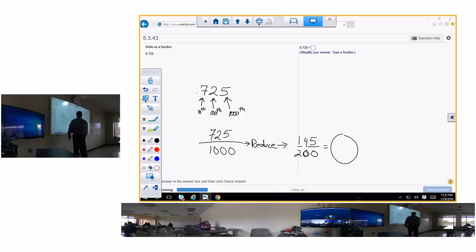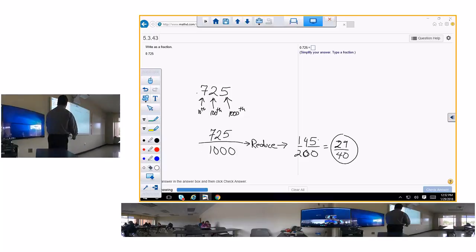I'll divide by 5 again. 5 will go in there 3 times, or 2 times. And 5 will go in there 9 times. Somebody check me. And 5 will go in here 40 times. And I think that's your final answer. Thank you, whoever said that. 5 will go in there 1 time. That'll leave 22, not 12. I was thinking 12. Sorry.